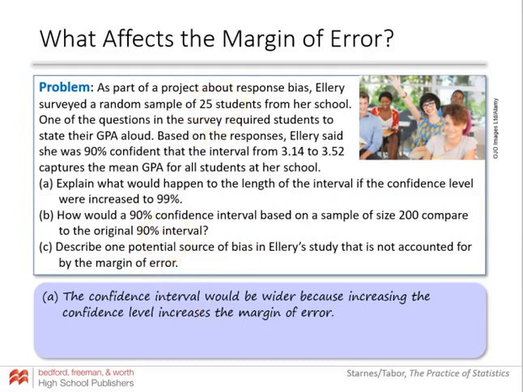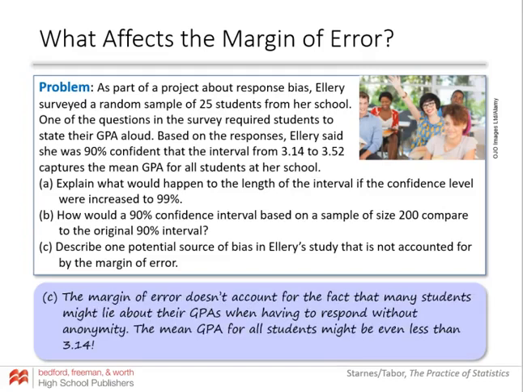Well, the original sample was 25 students. So if I increase my sample size, I'm going to decrease the size of my interval. I'm going to be more sure because I have a larger sample. And then the last part is a potential source of bias that's not in her margin of error. So the margin of error only accounts for sampling variability. It doesn't account for any bias. So in this example, she asked students to say their GPA out loud. And so people might lie and say that their GPA is higher than it really is because they're having to say it out loud to a person.